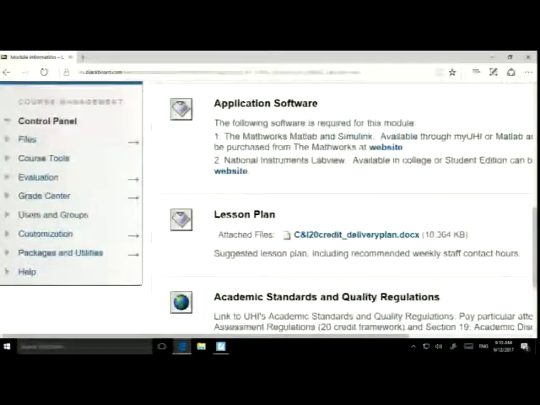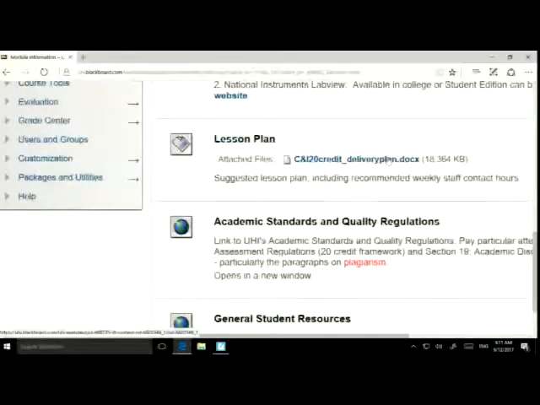You won't need to buy National Instruments LabVIEW. We don't really use that much. We just use that for the first experiment to gather data. There's a lesson plan there. You don't really need to follow that because it's set out in weekly blocks anyway. It's very obvious what you're going to be doing.